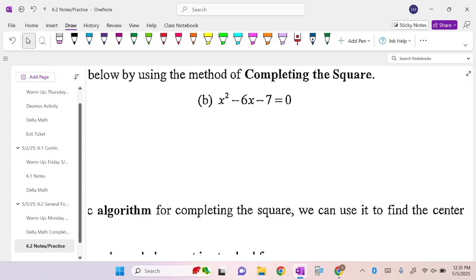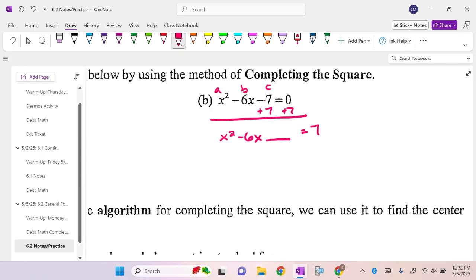So when we're completing the square, what's the very first thing that I have to do? Add the 7 to both sides. We're trying to leave a new spot for the C value. So this is A, B, C. We have to get rid of this C. So I'm going to add 7 to both sides. Thus, I get x squared minus 6x, leave a space, and it's equal to 7.